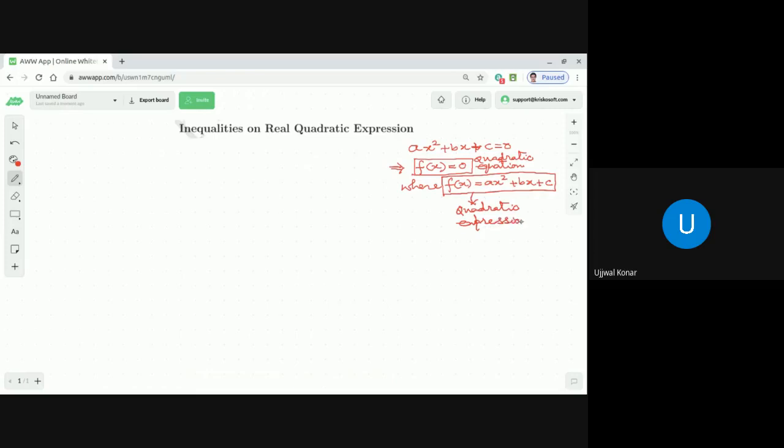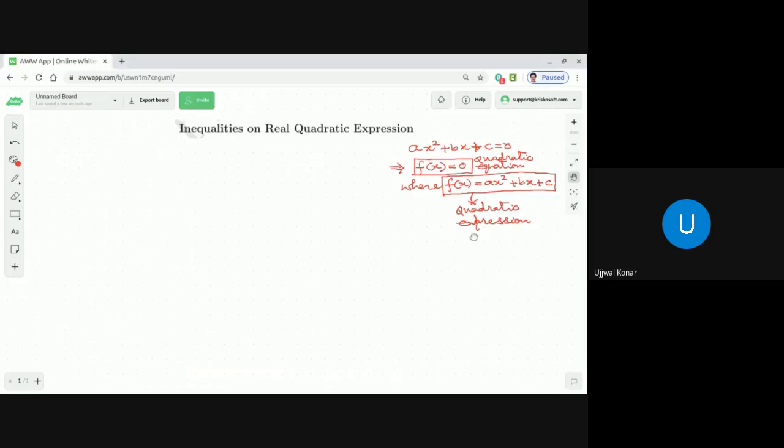So, dear students, what we are going to do here is discuss the inequalities on this real quadratic expression. And here you will see, obviously, one statement you are aware of, that a is greater than 0 and a, b, c belong to R. Two terms are important: one is a, the coefficient of x square, and another is D, the discriminant, that is b square minus 4ac. This plays a major role in the computation of these inequalities.